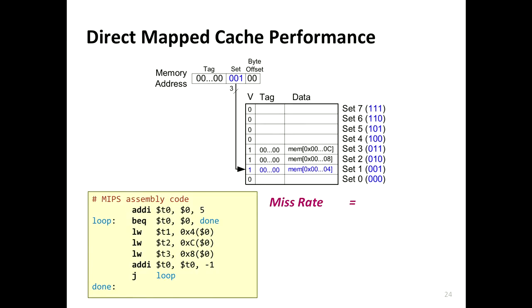So a quick overview using an example. Maybe this clarifies some more questions. Consider this assembly code. You basically do this loop 5 times. You try to access data from addresses 4, C, and 8, 5 different times. So what's happening now is that, if you remember the direct map, 4 is going to map to set 1, 8 maps to set 2, and C will map to set 3. There is no conflict of addresses.